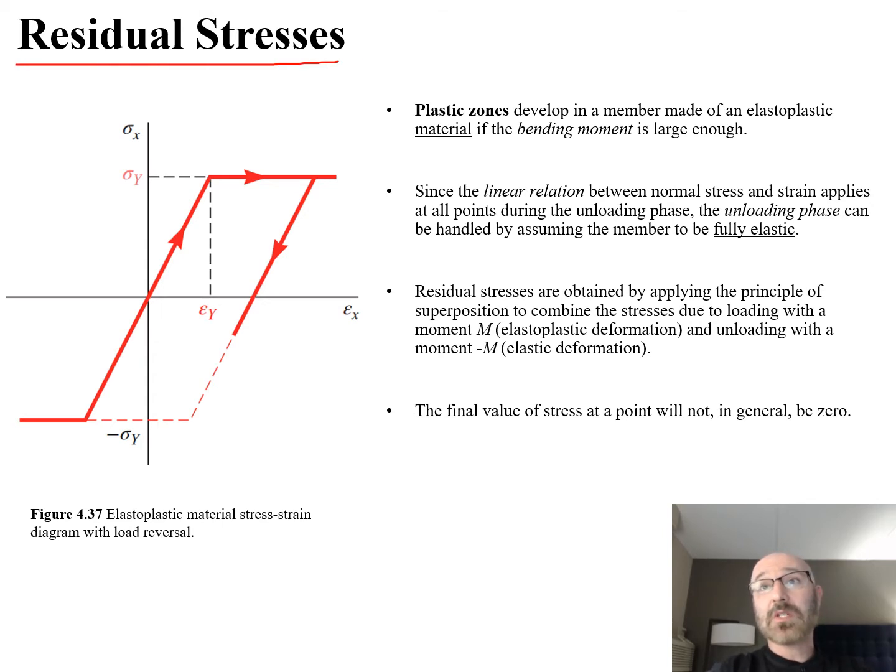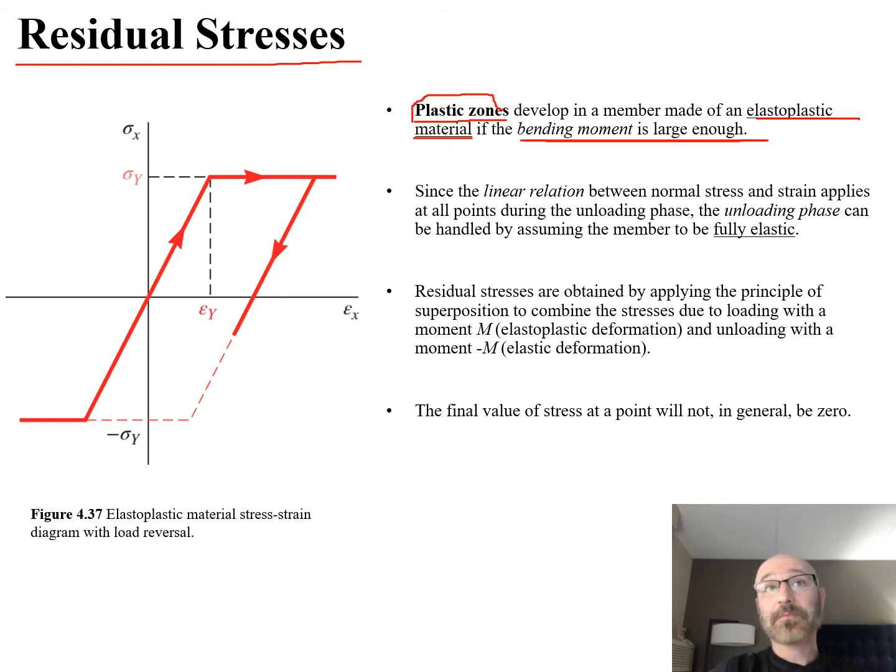So we're talking about residual stresses. One thing we want to talk about are these different zones here. One zone we're going to talk about is our plastic zone. These plastic zones develop in a member made of an elastoplastic material, so going back to that topic of elastoplastic materials, if the bending moment is large enough. So that's a big stipulation right there.